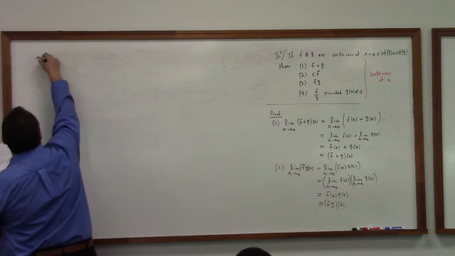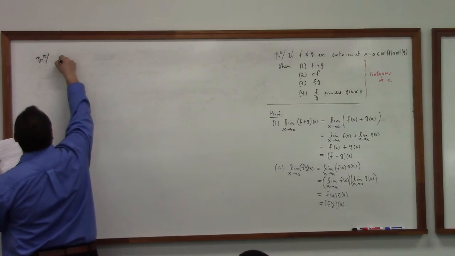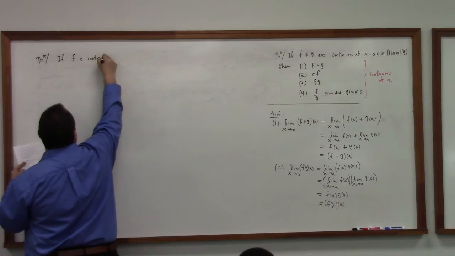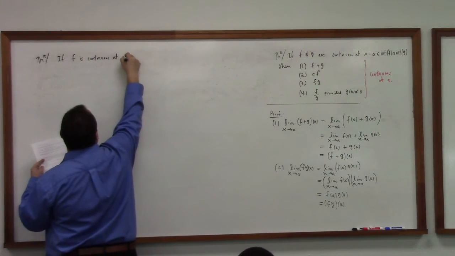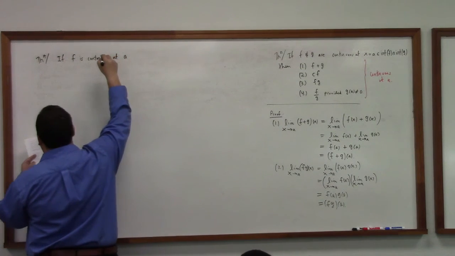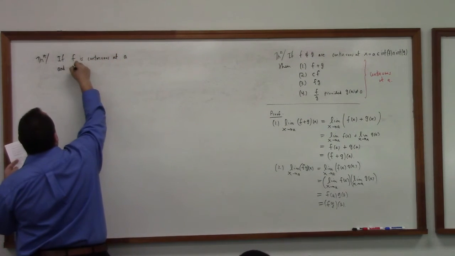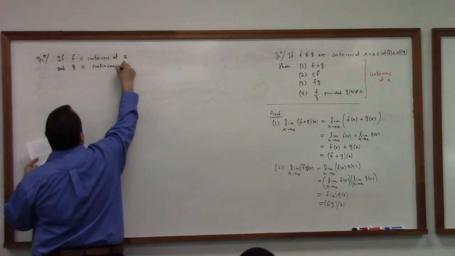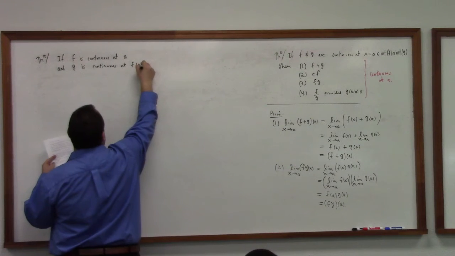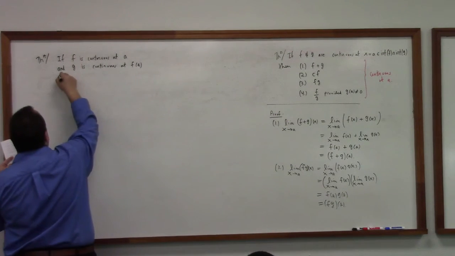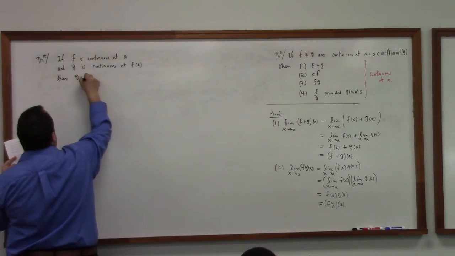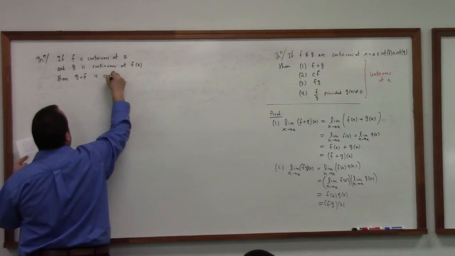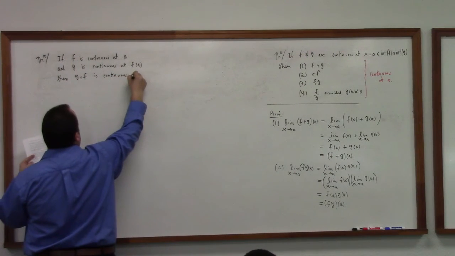So here it is. Theorem. If f is continuous at A, and G is continuous at f of A, then G composed with f is continuous at A.